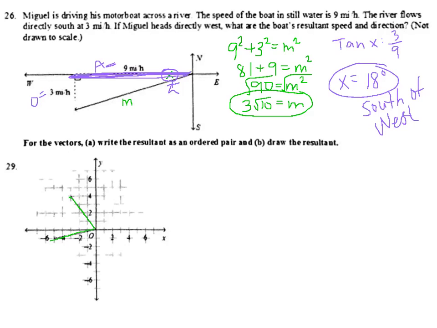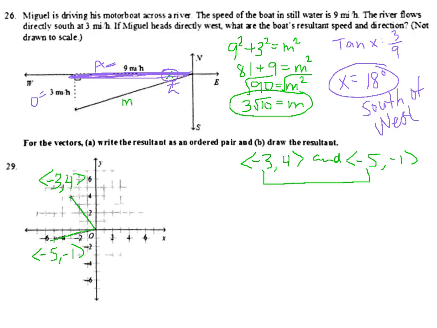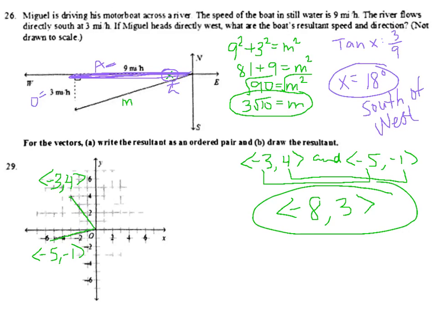First thing I have to do is figure out the coordinates of those vectors. So this first one is 1, 2, 3, negative 3, 4. I'm going to write that over here as well. Negative 3, 4. My second vector is negative 5, negative 1, it would appear. So when I find the resultant, I'm just going to add up my x's. So I get negative 8. I add up my y's. 4 plus negative 1, I get 3. And that is part A. That's my resultant vector as an ordered pair.